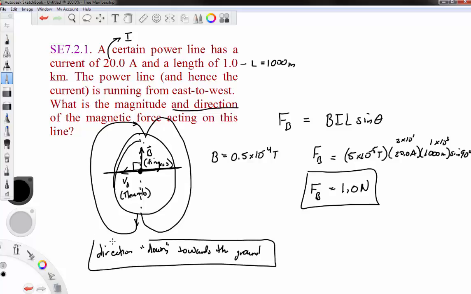Here is the direction. If you like to specify north as being the y direction and this is the x direction, you could write something like FB is equal to 0, 0, 1.0 newtons, or in unit vector speak, FB is equal to 1.0 newtons times k hat, where this is i hat and here's j hat, and this is actually in the negative direction because it's down into the ground.